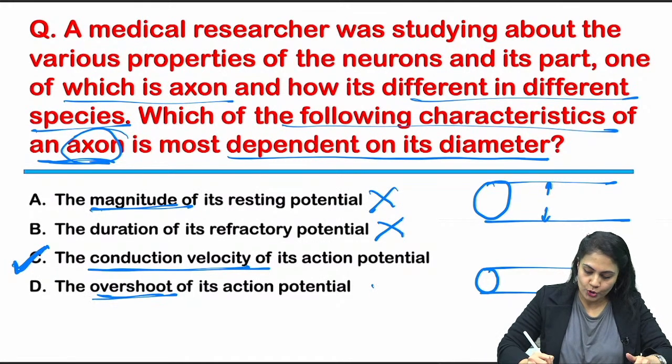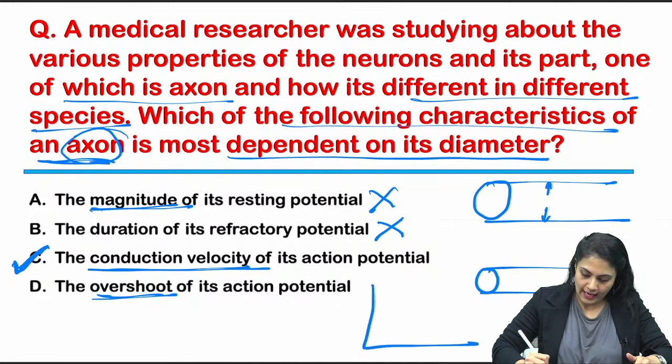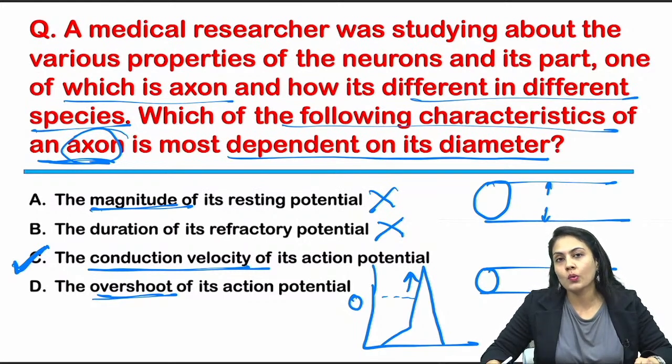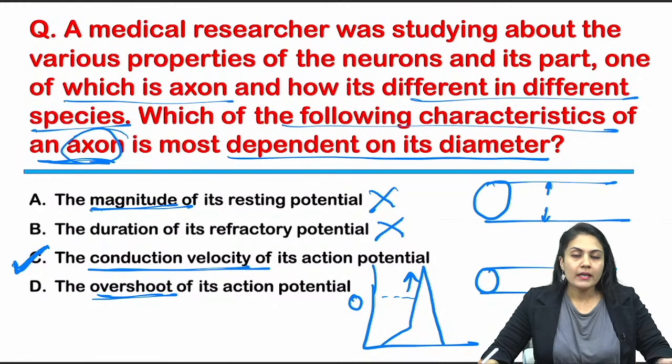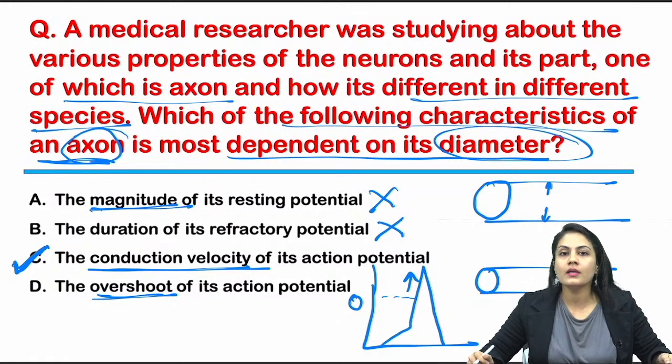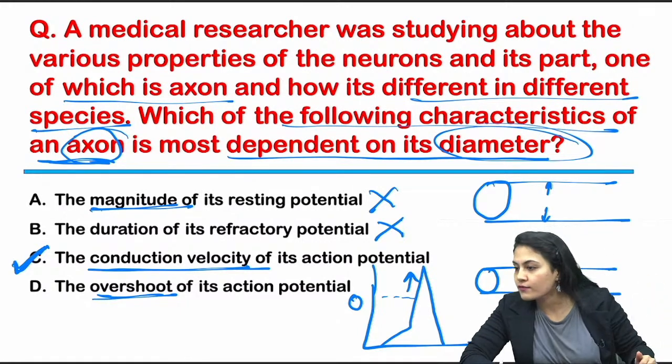Overshoot. What is overshoot? If I draw the action potential over here, suppose this is the 0 level. After the 0, whatever part of the action potential is coming is known as the overshoot. But it doesn't depend on the diameter, right? The diameter has no role with the overshoot, because the action potential follows the all or none law.